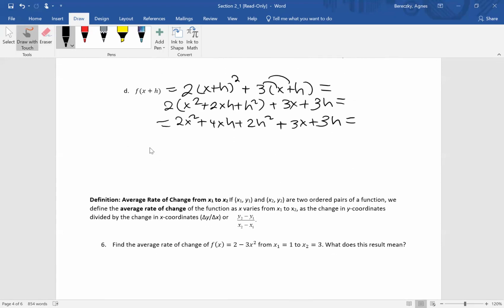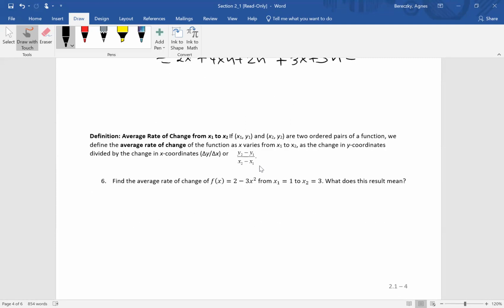Definition: average rate of change from x1 to x2. If (x1, y1) and (x2, y2) are two ordered pairs of a function, we define the average rate of change of the function as x varies from x1 to x2 as the change in y coordinates divided by the change in x coordinates. We learned this in an algebra class. This was represented by the slope for a linear equation.